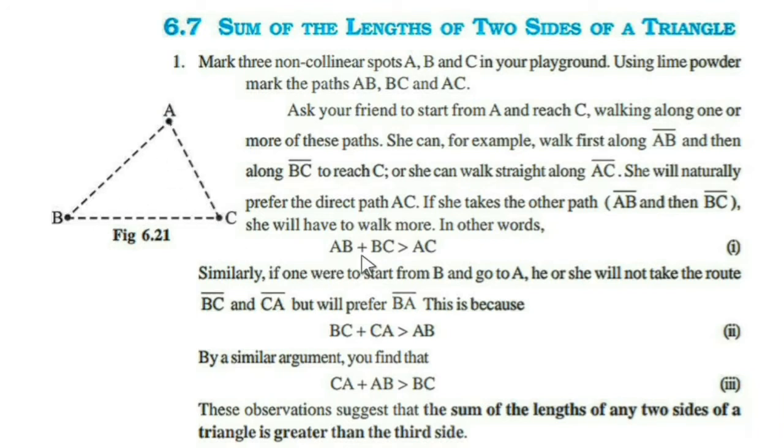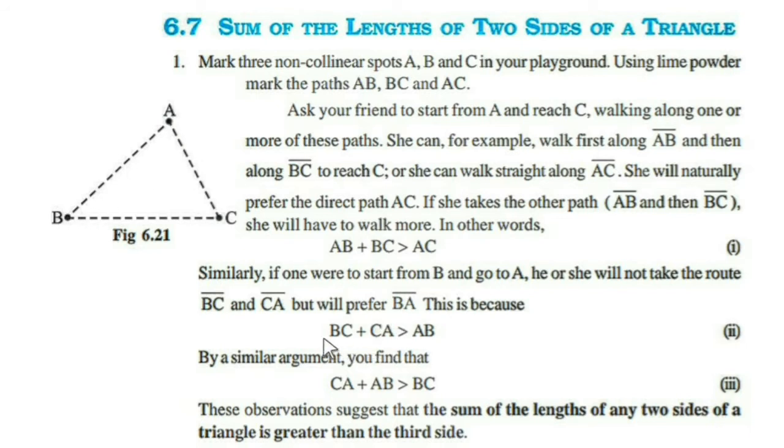This means AB plus BC is greater than AC. Similarly, if one were to start from B and go to A, there are again two paths: from B to C and then C to A, or directly from B to A. He or she will not take the route BC and CA but will prefer BA. So instead of going from B to C and C to A, she will directly prefer B to A.